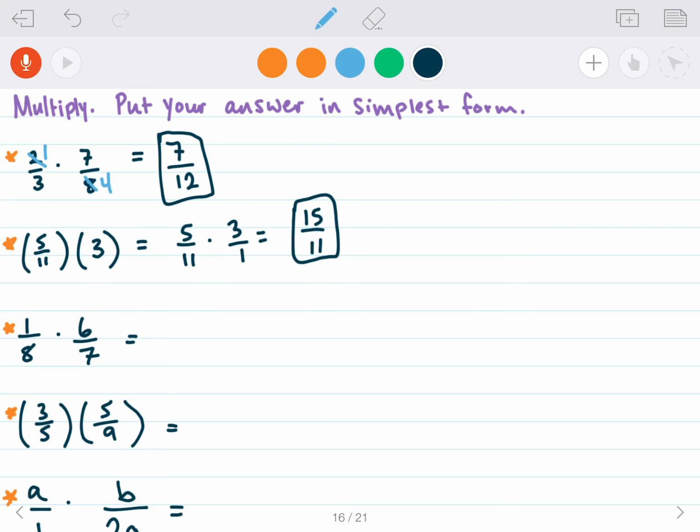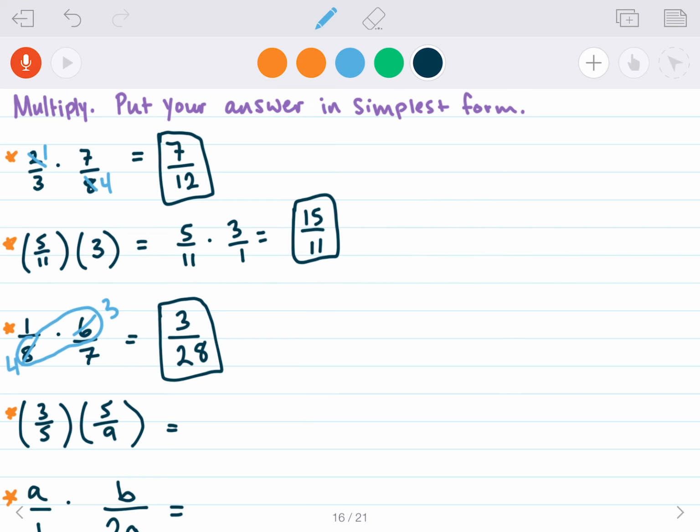All right, let's take a look at this next one. We have 1 over 8 times 6 over 7. So I look on my diagonal. 1 and 7 cannot be simplified. However, 6 and 8 can. They both have something that will divide them evenly. What's the highest number that divides both 6 and 8 evenly? Well, that's going to be 2, right? So 6 divided by 2 is 3. 8 divided by 2 is 4. Now we can multiply straight across. 1 times 3 is 3 on top. 4 times 7 is 28 on bottom. And that is my final answer.